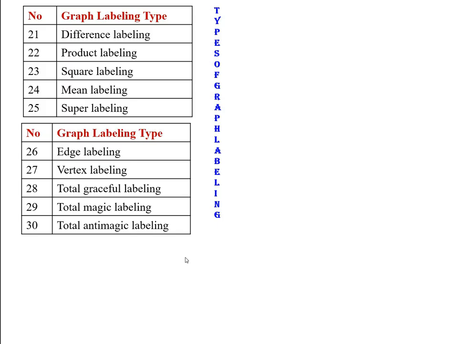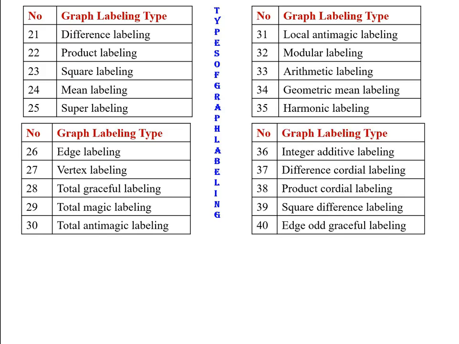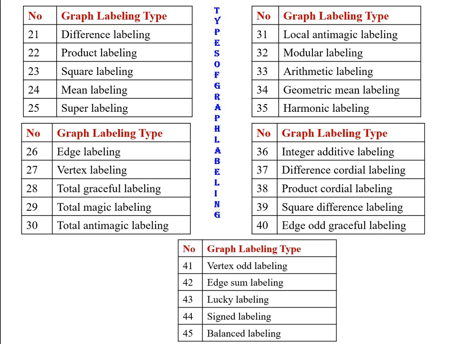Total graceful labeling, total magic, total anti-magic, and local anti-magic, modular, arithmetic, geometric mean, harmonic labelings, integer additive, difference cordial labeling, product cordial labeling, square difference labeling, edge odd graceful labeling, vertex odd labeling, edge sum labeling, lucky labeling, signed labeling, balanced labeling, and so on and on. So there are a lot of types of graph labeling that have emerged.